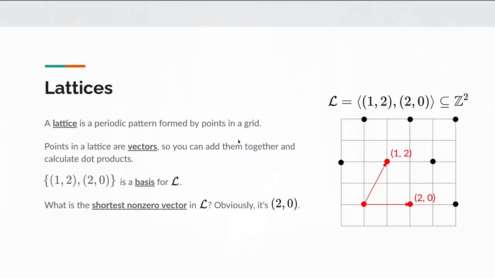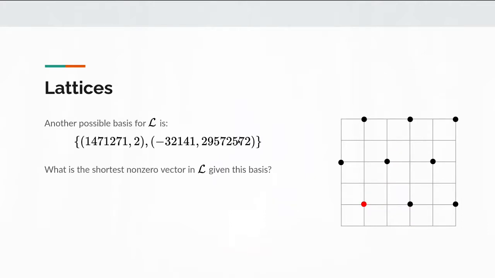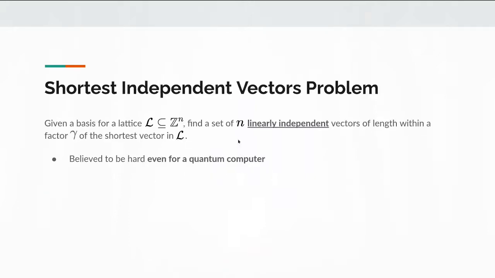Okay, so a question I could ask is, what is the shortest non-zero vector in this lattice? If you have a look at the diagram, it's pretty easy to see it must be this (2, 0). It can't be (1, 2), that's a little bit longer. Now, if I give you this basis, a much bigger basis, and I ask you, what is the shortest non-zero vector? Well, you could look at the diagram on the right, but let's say you didn't have this diagram. Generating the diagram yourself from this basis would take a very long time, and it turns out that this problem is quite difficult even for a computer.